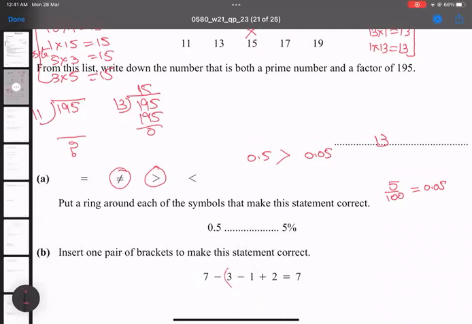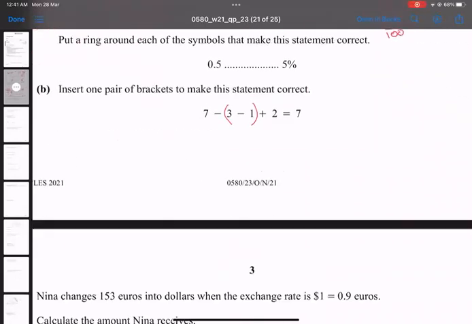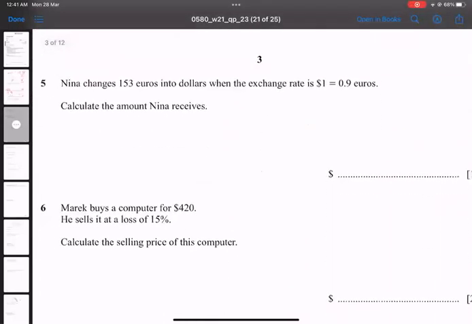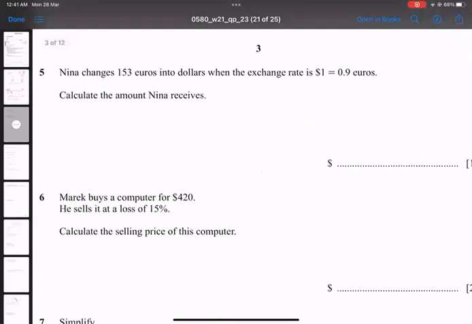If I put a bracket around here, so let's see, 7 minus and 3 minus 2 becomes 2, and +2. +2 minus 2 cancel out, and we got our right answer. So it means we checked and we got the answer correct if I put it around 3 and 1. And that's it. Let's go for the next page. Next page, we have question number 5 and 6.